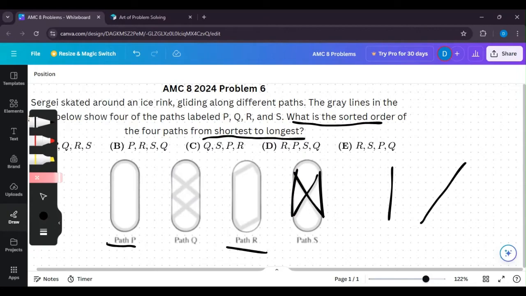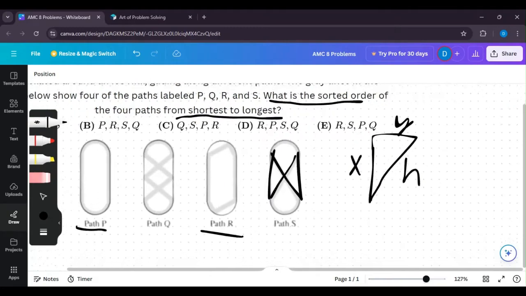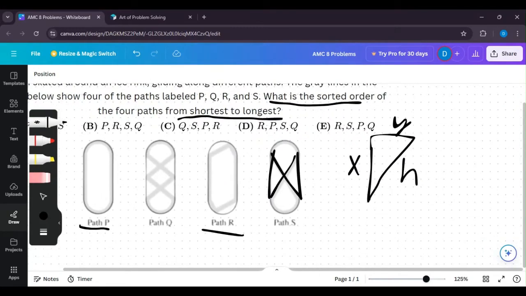because if we create a right triangle over here, we can see this is the hypotenuse, and if x and y, x being the straight line and y being another straight line, they add up to x squared plus y squared is equal to h squared. So the hypotenuse is the longest side of this triangle.